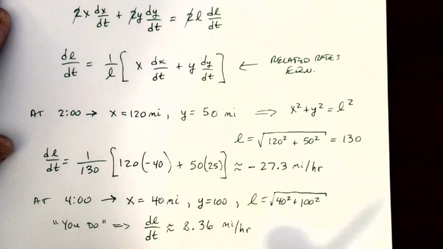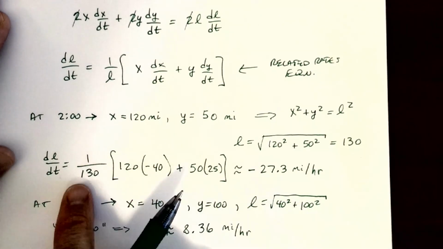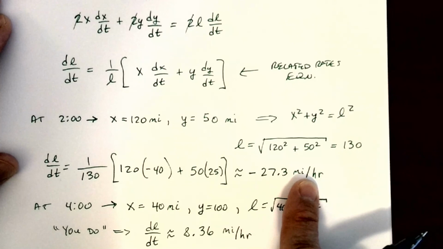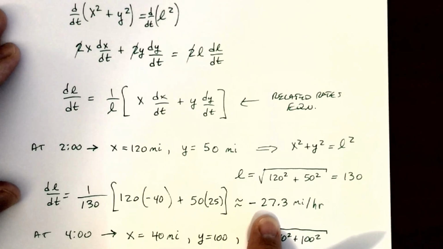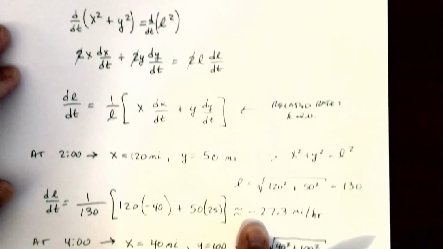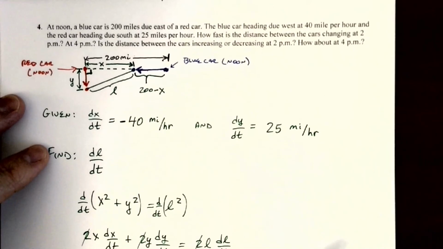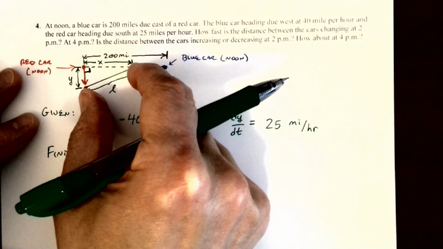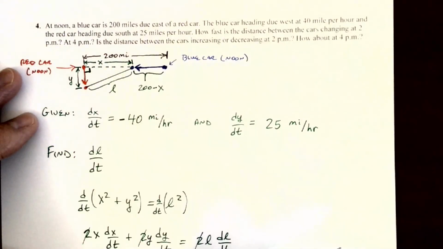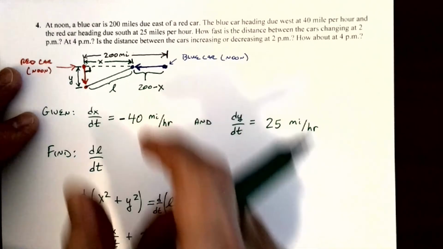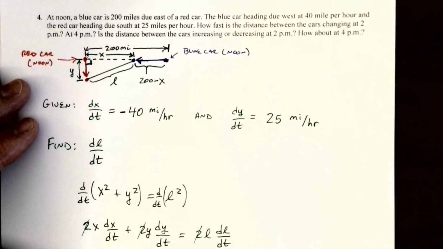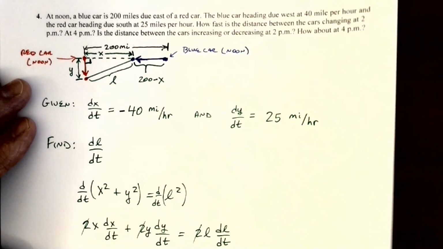So let's talk about these two. Notice at 2 o'clock, the rate of change of the distance between the cars is negative 27.3 miles per hour. What's that mean about the distance at that instant? Well, the negative quantity means the distance is getting smaller, right? dL/dt being negative means this distance L is getting smaller at that instant. So the cars are getting closer together. The distance between the cars is decreasing at 2 o'clock.